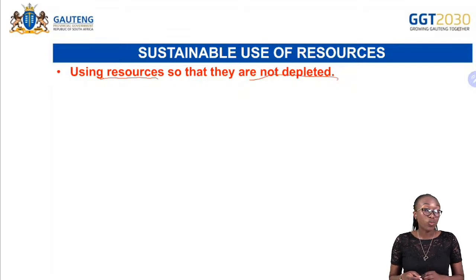Use your resources in a way to make sure that they're not depleted. If you're going to cut down a tree to use for fuel, make sure you plant another one. In fact, if you cut down one tree, plant 3 more trees to replace that one tree that you've cut down. Instead of cutting down the entire tree, why not just cut the branches?